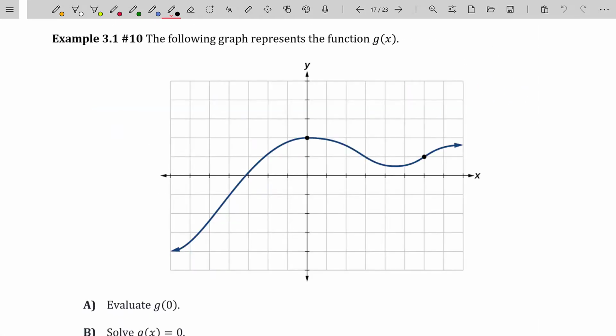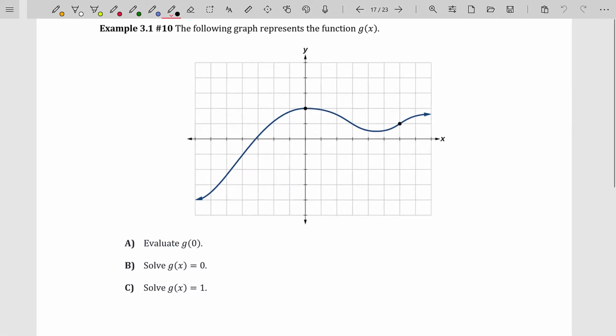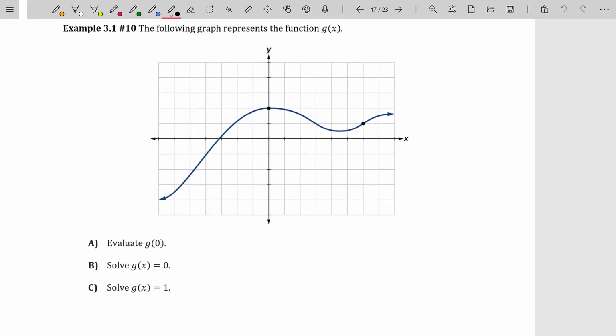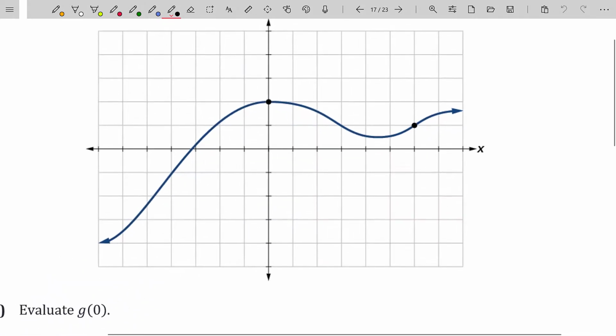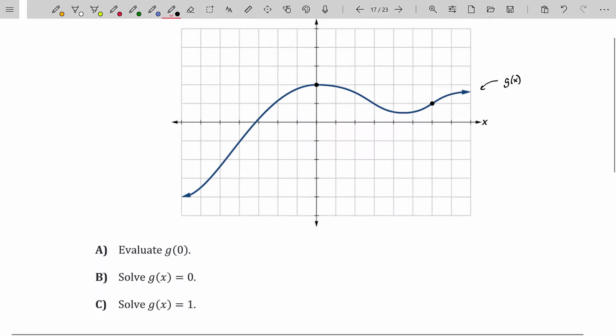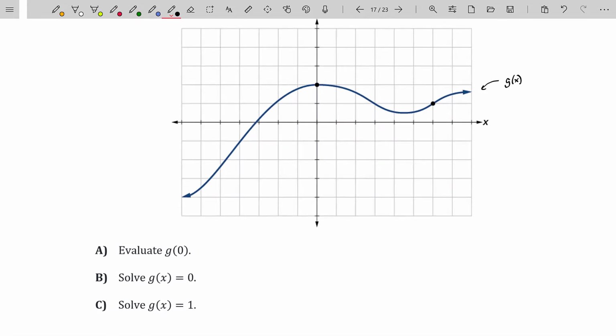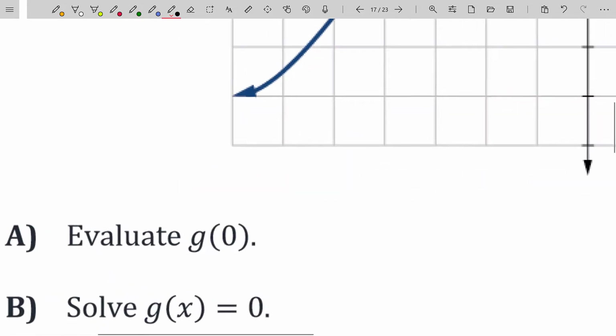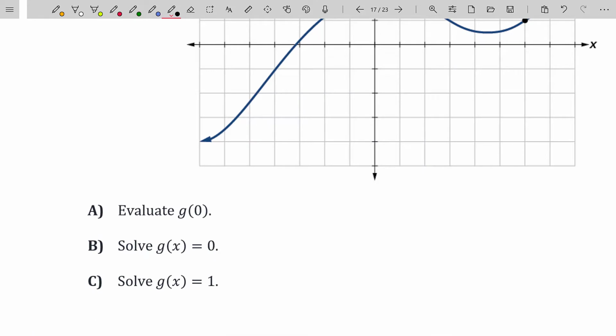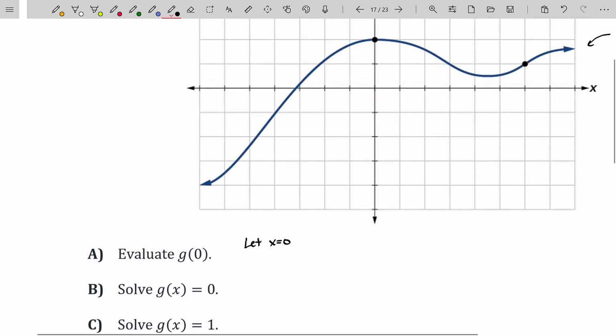As our final example, we're going to use the graph of a given function to answer some questions. And these are generally found in any algebra course, like an Algebra 2 course or something like that. So our function here is named g. That's what this function is right here. And we're being asked in part A to evaluate g at 0. That means that we're going to let x equals 0. And we want to find out what the output is for our function.